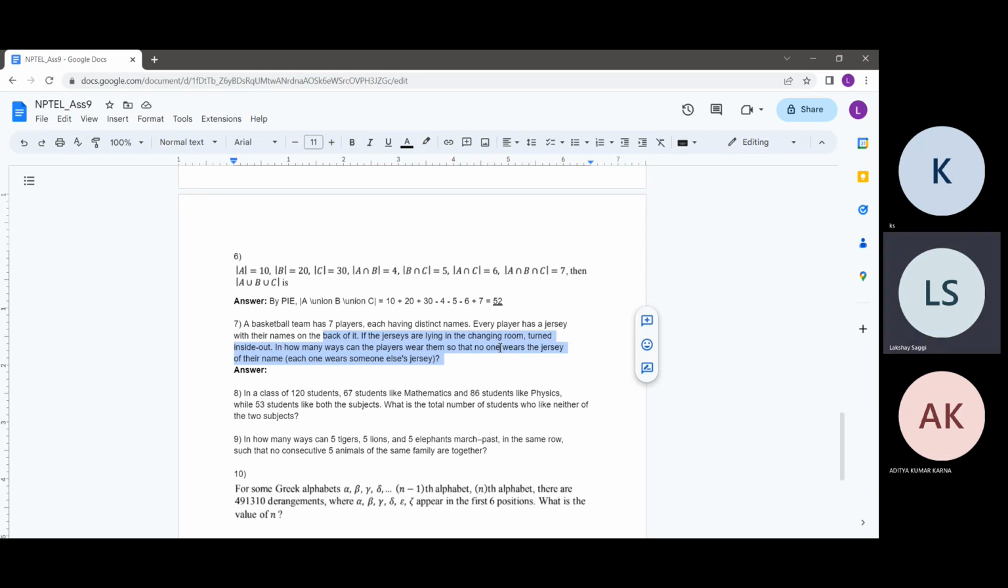Right. So it's nothing but, as you can see, a straightforward question of derangements. So we just need to find the rearrangements, or derangements. The number of derangements for 7 people.